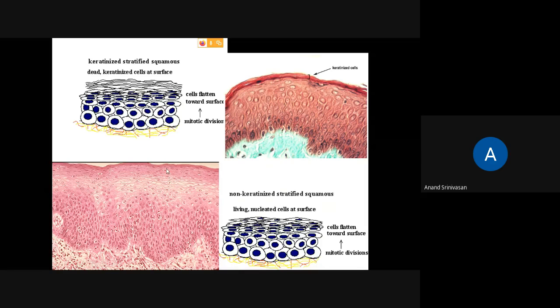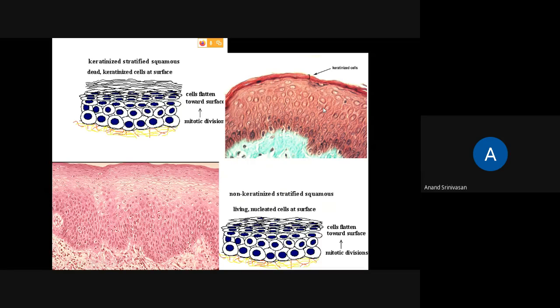And here if you see, the keratin layer is not present. The pink layer on the top is not present. You can see the nucleus even on the topmost layer. So this is stratified squamous non-keratinized epithelium.